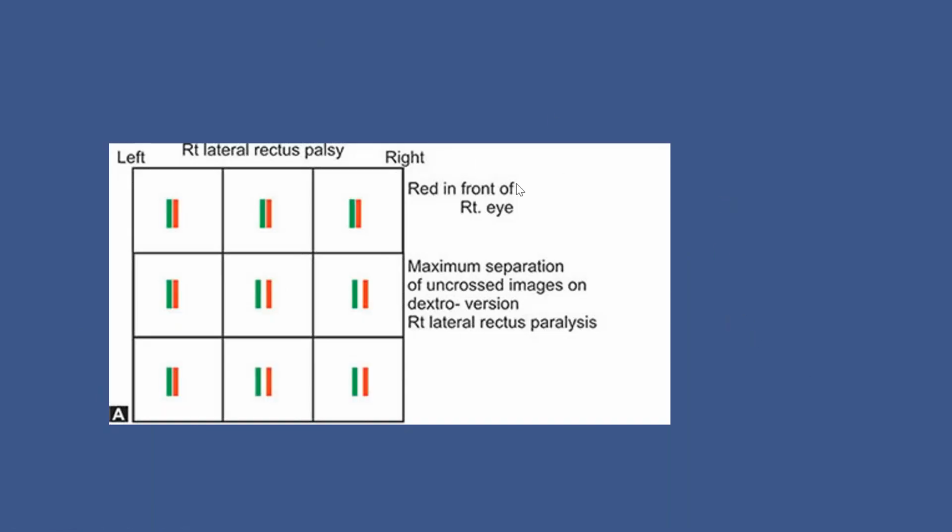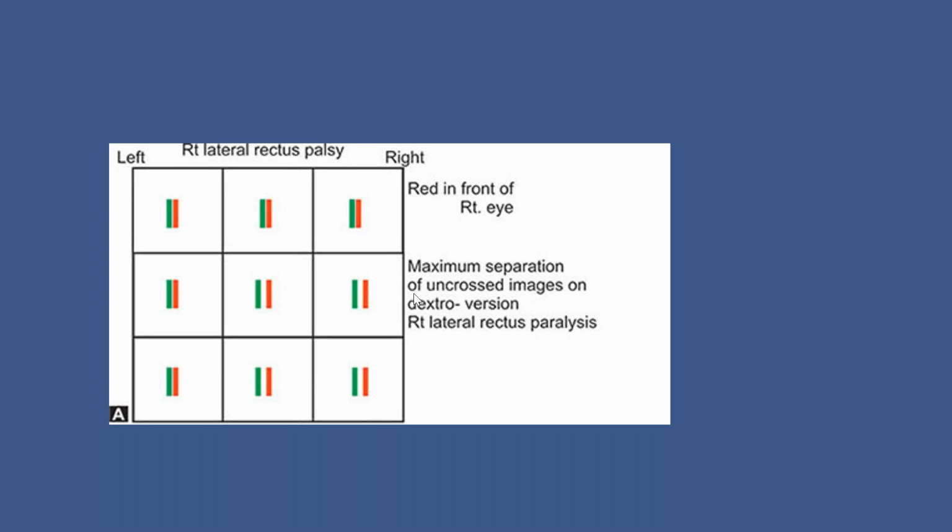Now again, this is slightly more explanatory because you can read the explanation on the side. Now, what is happening over here? You see that from left to right, the separation is increasing, with the maximum being in, again, dextroversion, right? Over here, the farthest image, or the more peripheral image, belongs to the right eye, because the farther image is being formed by the red glass, okay? So that tells you that the right eye is definitely involved. All right, and it's maximum in dextroversion.